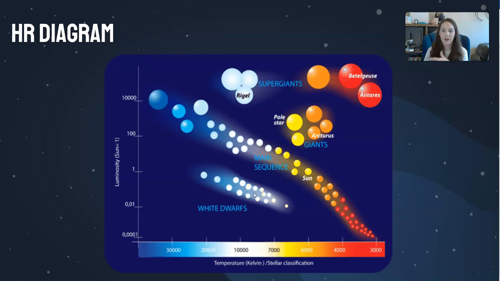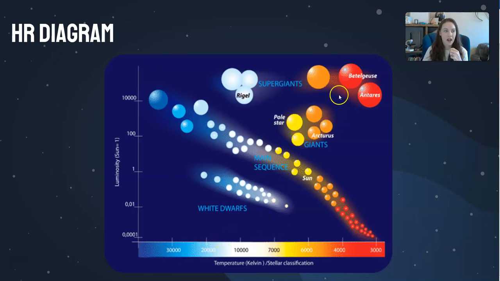So the white dwarfs appear in the bottom left-hand quadrant of the Hertzsprung-Russell diagram because even though they're still very, very hot, they have a high temperature. Look at their temperature over here in this quadrant. They are not quite as bright because they're much smaller. They have a lower luminosity, okay?